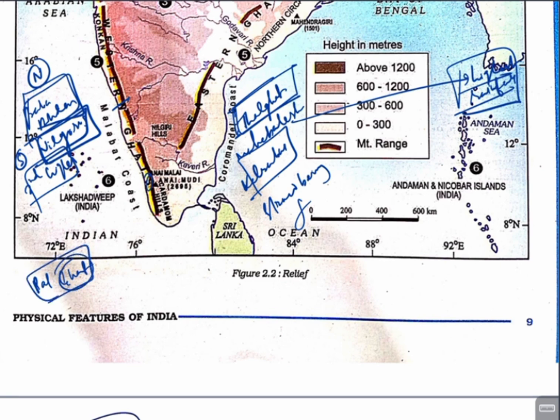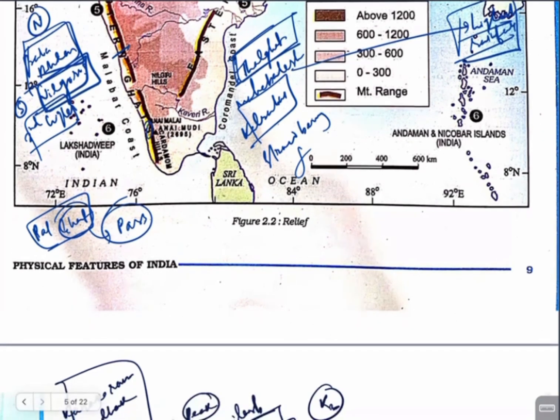Ghat is about the passes. What does Ghat mean? It means pass, like in the Himalayas I talked about Zozila. La means pass, and in the south, Ghat means pass.